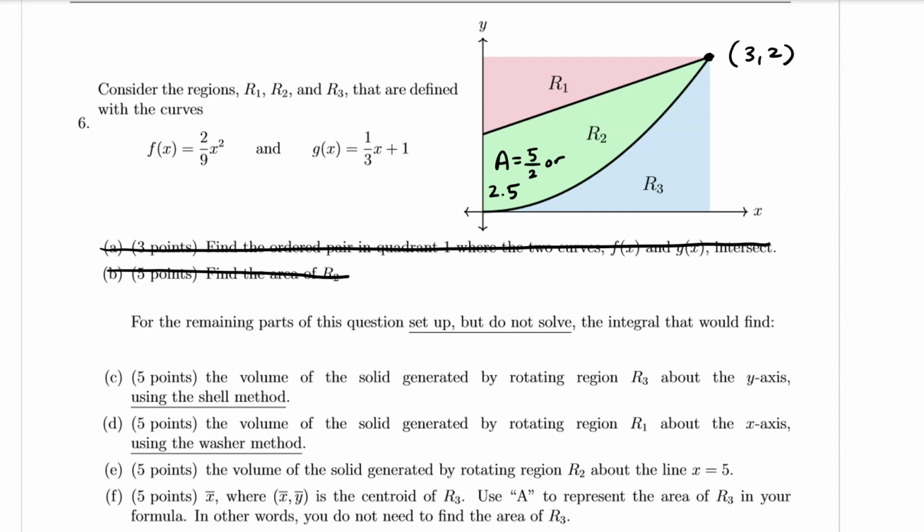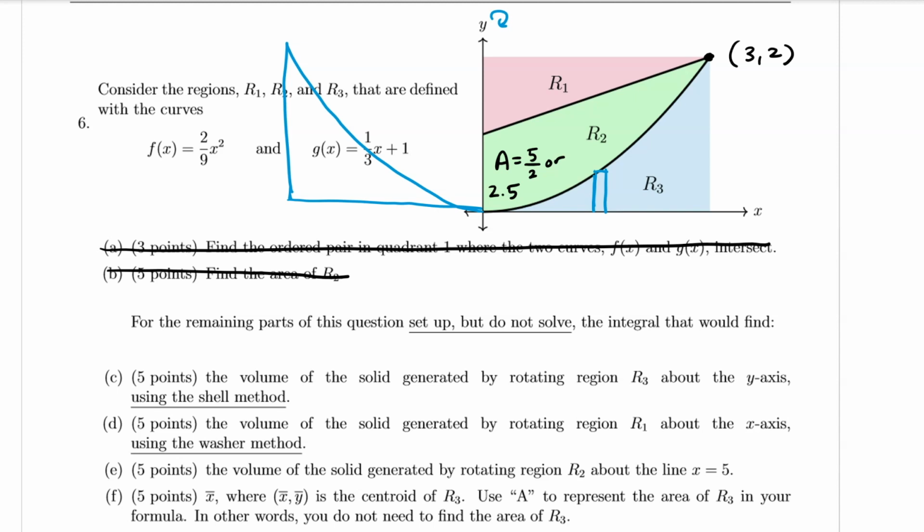Now it says, for the remaining parts of this question, set up but do not solve the integral that would find the following things. In part C, we want to find the volume of the solid generated by rotating region R3 about the y-axis using the shell method. So R3 is the blue region, and I'm just going to draw a quick sketch of what it would look like if we rotated about the y-axis. And if I drew a shell, it would look like this.